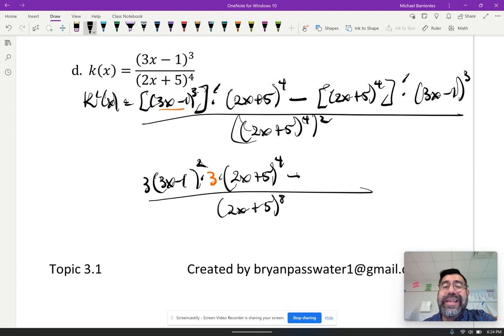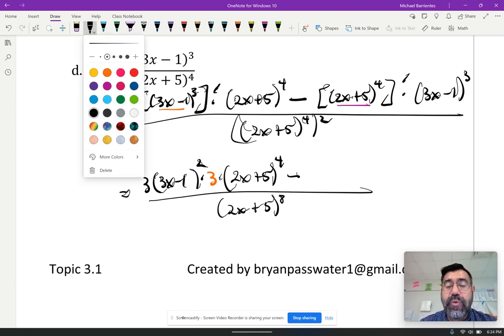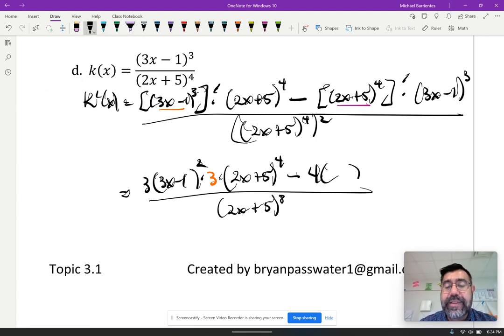This is where keeping things flowing and kind of having a neat workflow showing is going to make your life a lot easier. Let's take the derivative of this. I have an inner function. So take the derivative of the outside. 4 something to the third. And my something is 2x plus 5. But then I have to multiply by the derivative of the something, which is 2. And then multiply by the top part, which is 3x minus 1 to the third.